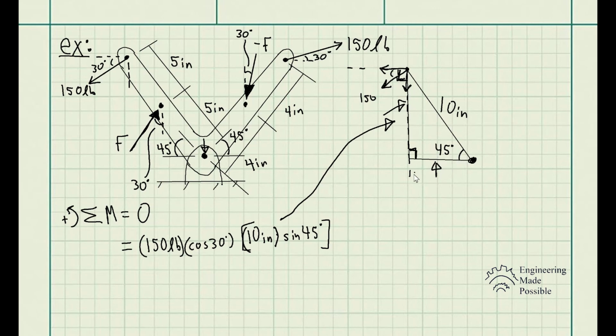And this y component would also be causing a counterclockwise rotation, which will make it a positive number. So let's go ahead and add it to the equation. Just to reiterate, 150 pounds times sine 30, because we're getting the y component, times the perpendicular distance, which is 10 cosine 45 degrees. So this is the moments added up only for one of the forces.